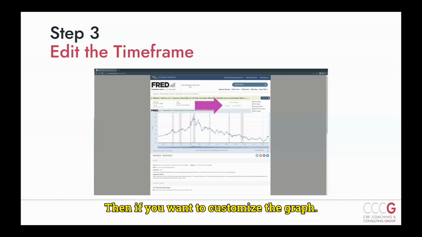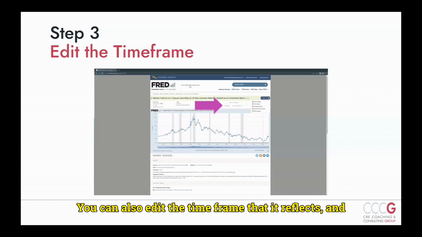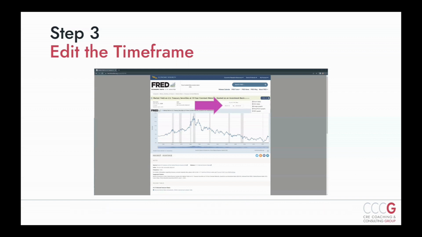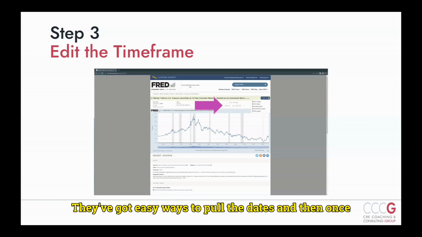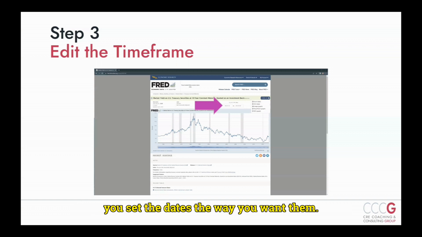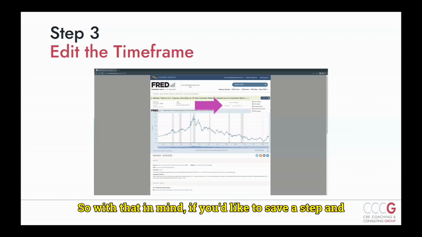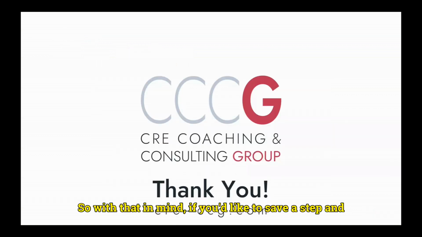Then if you want to customize the graph, you can also edit the time frame that it reflects. And the way you do that is if you look at those little boxes, there's an opportunity to either enter your own dates, or they've got 1 year, 5 year, 10-year, max. They've got easy ways to pull the dates. And then once you set the dates the way you want them, the graph will update, click the download button, and it's yours.